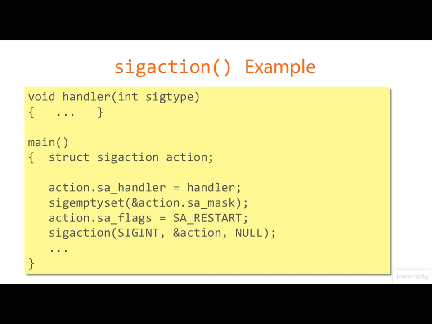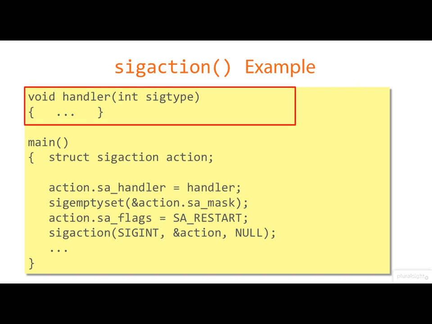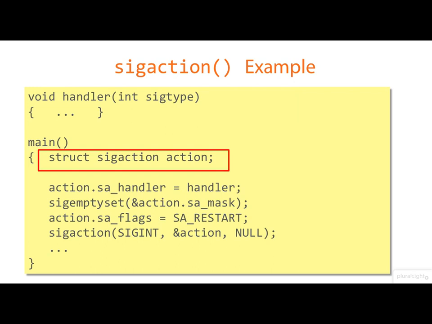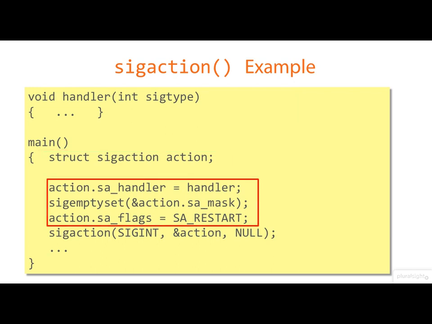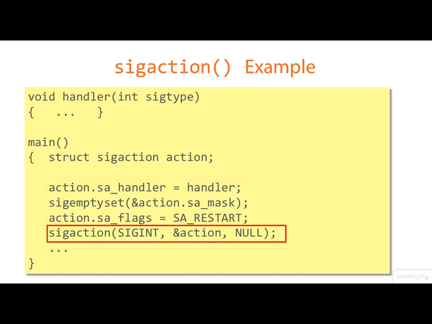Let's have a look at a little bit of code. Here's our handler, or at least a sketch of it, just the same as it was before. Here we declare our sigaction struct, and in these three lines we're actually filling in the three members of that structure. Notice we've asked for automatic restarting of system calls through that flags argument there. And then here's the call that actually does the business. This is where we actually associate the handler with the signal type.